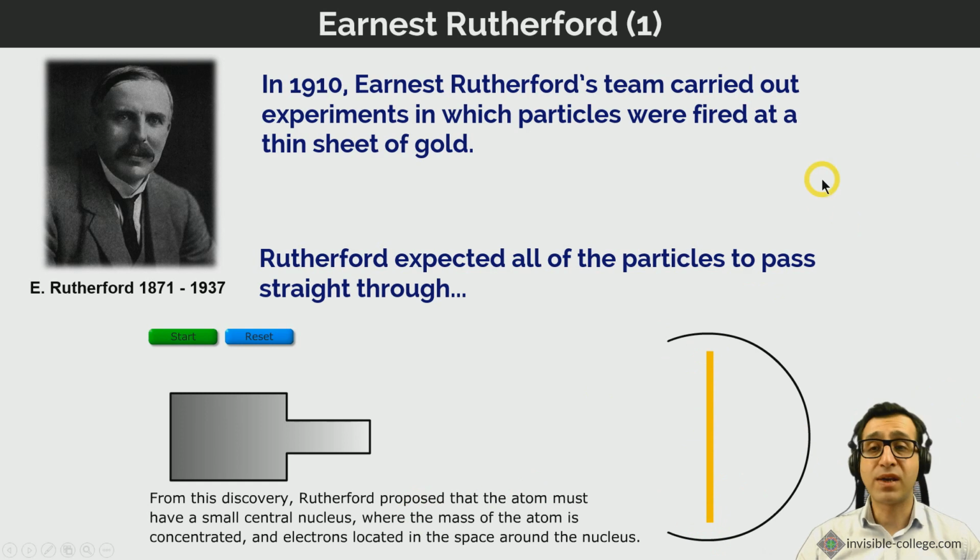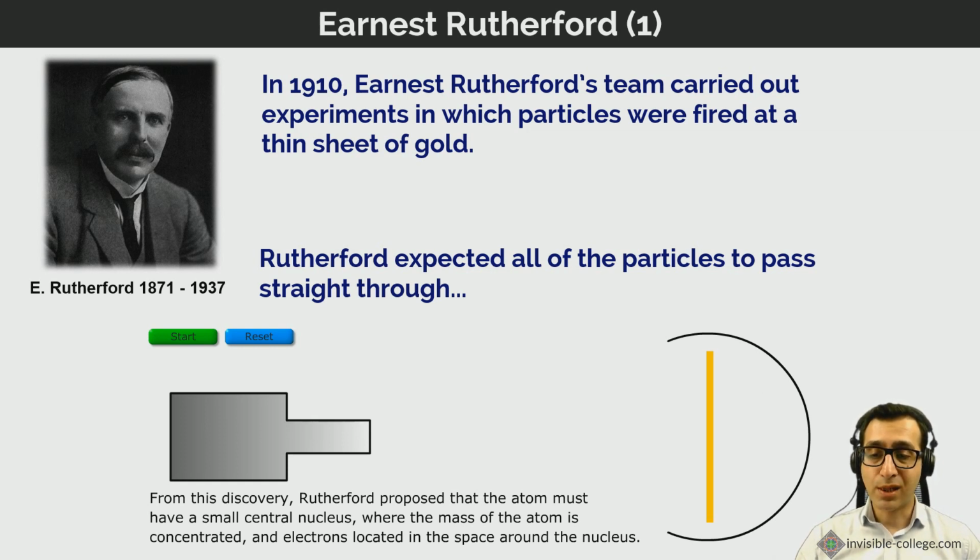And so from this observation he proposed that the atom is mainly empty space, but the majority of the mass, the majority of the matter that makes up the atom, is concentrated in a small, dense, positively charged nucleus around which the negatively charged electrons were orbiting. And so again we see that Rutherford's experiments further elaborated our understanding of the atom.